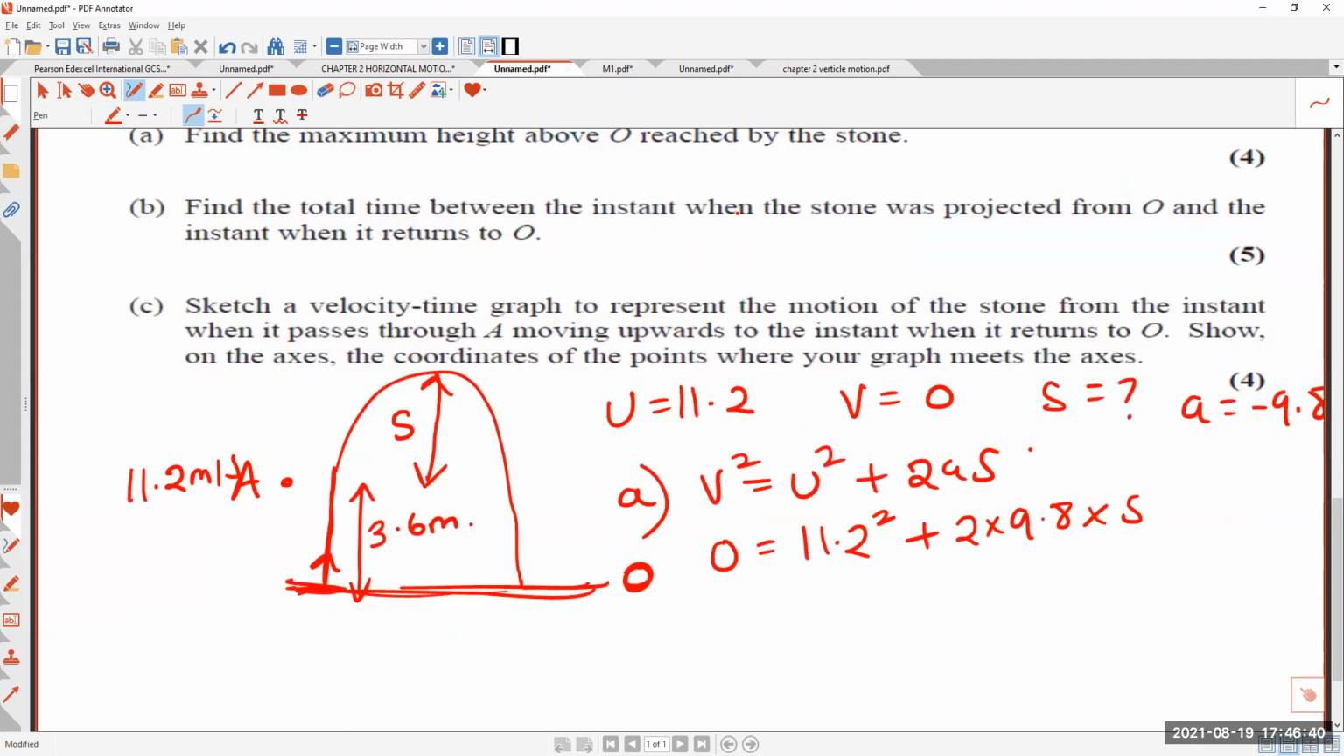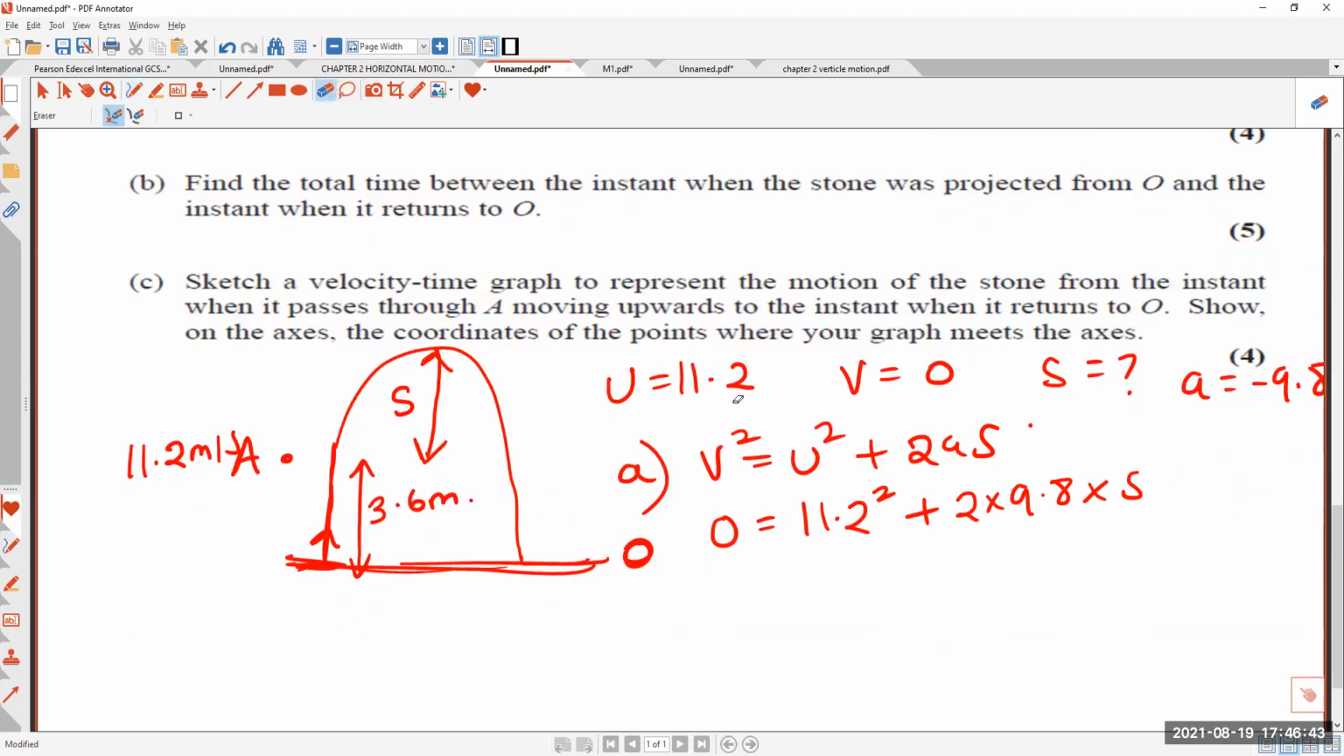What is the s you guys are getting? Let me know. And by the way, it is going up, so acceleration is negative. So do 11.2 square in your calculator divided by, because minus minus gets cancelled, 2 into 9.8, is equal to s. How much is the s you guys are getting? 11.2 square divided by 2 into 9.8. What answer are you getting? What is s?